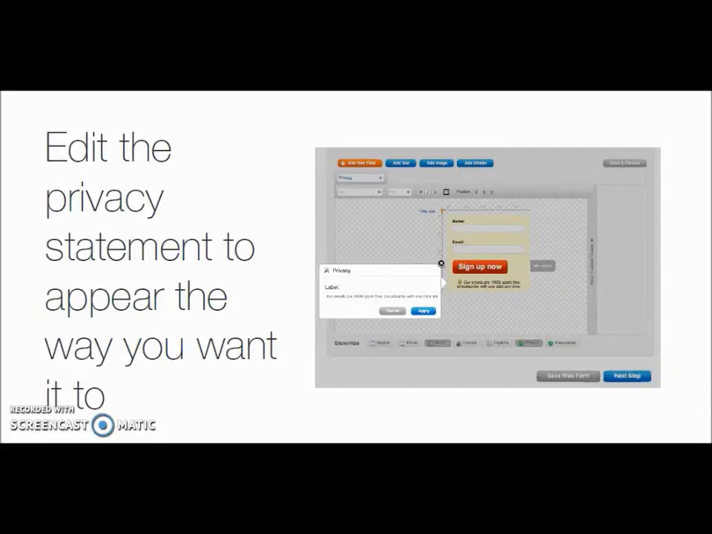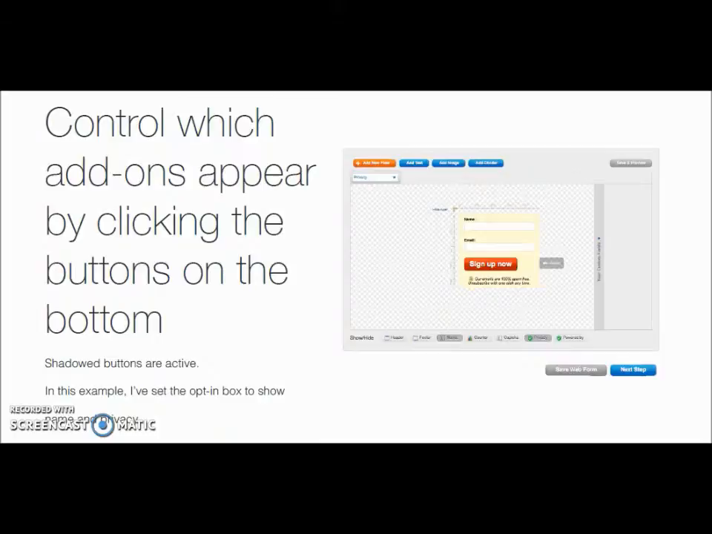Then you want to edit the privacy statement to appear the way you want it to appear. Okay, so you just click on the privacy. It's down at the bottom here at the footer, and you can click on privacy, and you can either click on that label, or there's different labels that you can click on for privacy down there.